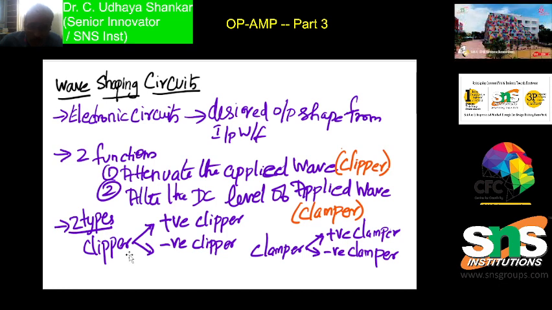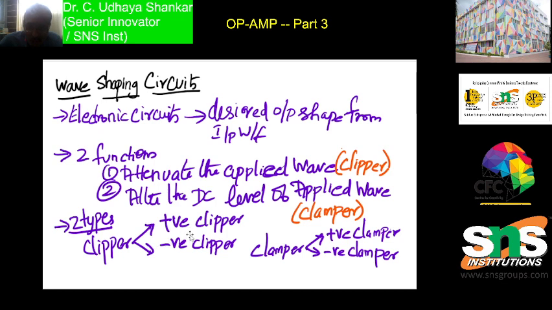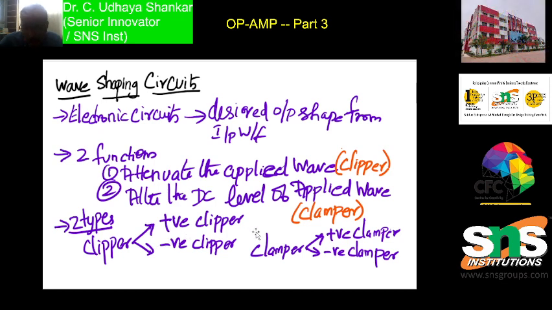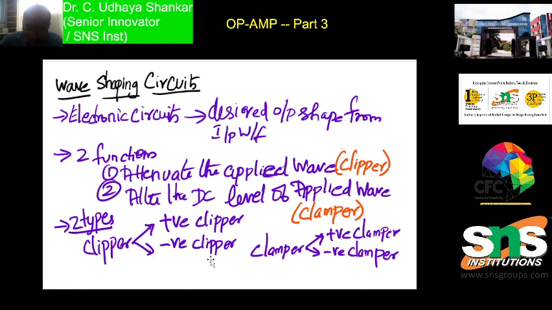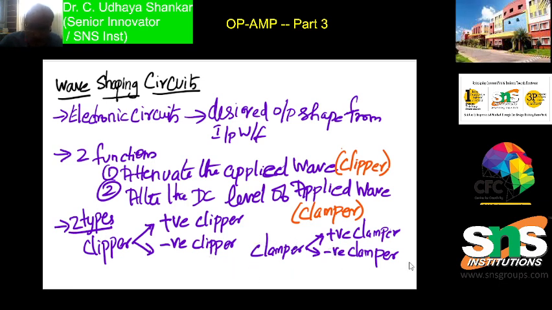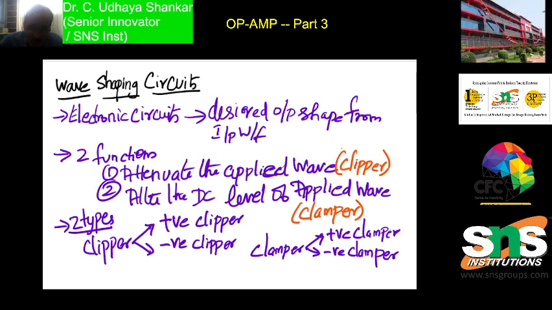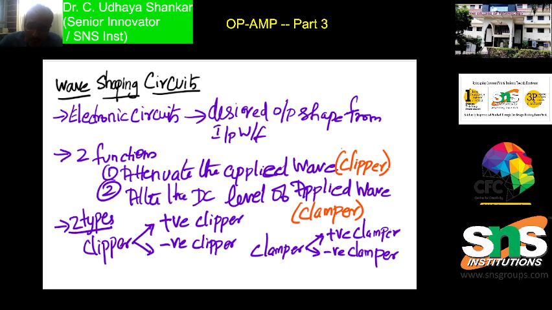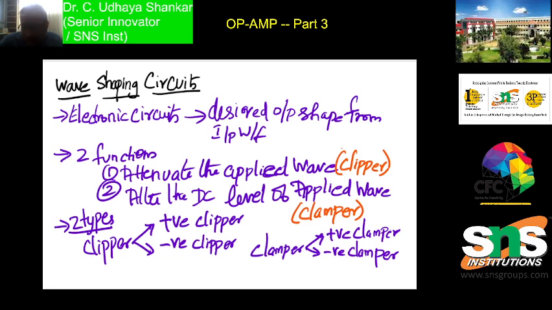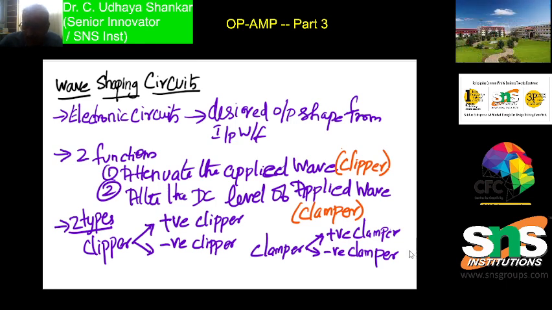And again in case of clipper there are two different types. If we are cutting the positive waveform, then it is called a positive clipper, and if we are cutting a negative waveform, then it is called a negative clipper. And similarly in clamper also we have positive clamper as well as negative clamper. If we are shifting the wave shape upwards, then it is called a positive clamper, or if the wave shape is shifted downwards, then it is called a negative clamper.